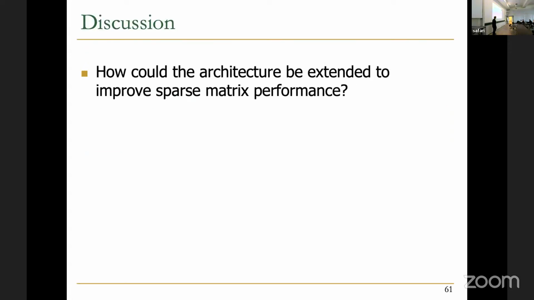So first of all, how could the architecture be extended to improve sparse matrix performance? I've mentioned earlier that this was not really discussed and is not really a part of the architecture, but how could we extend it such that it does well in sparse matrices? Yeah.